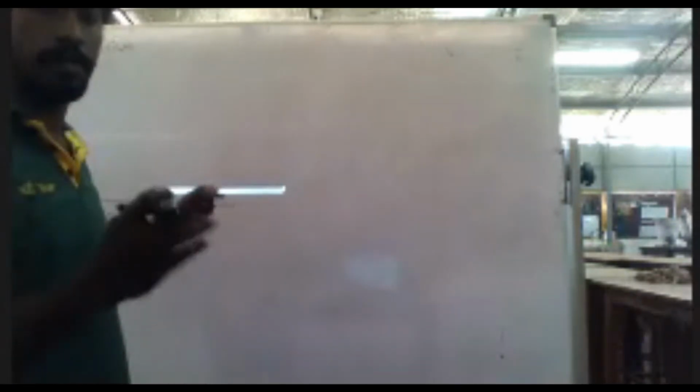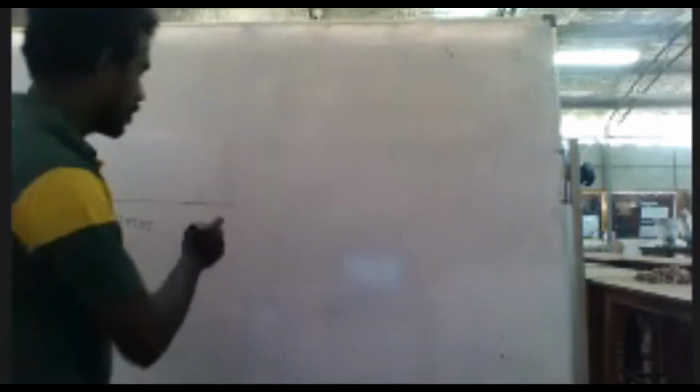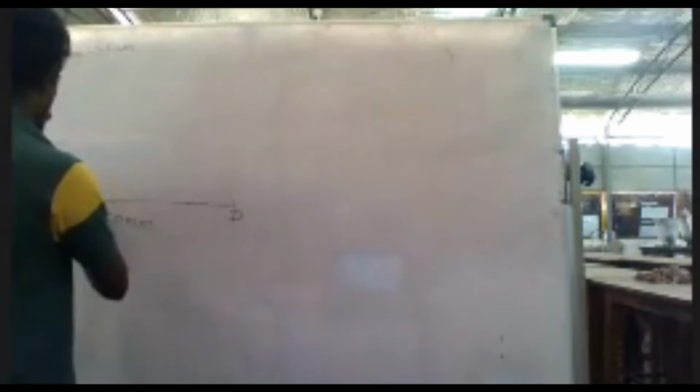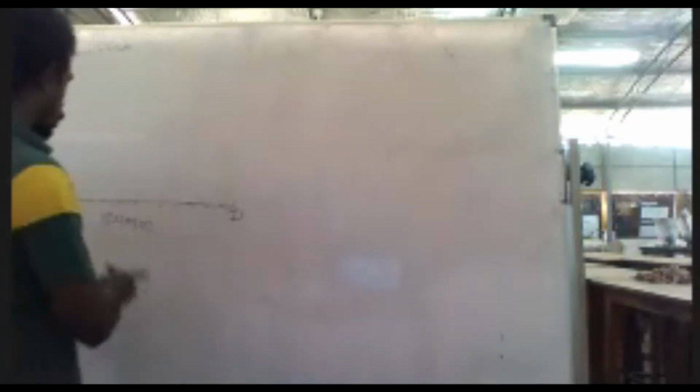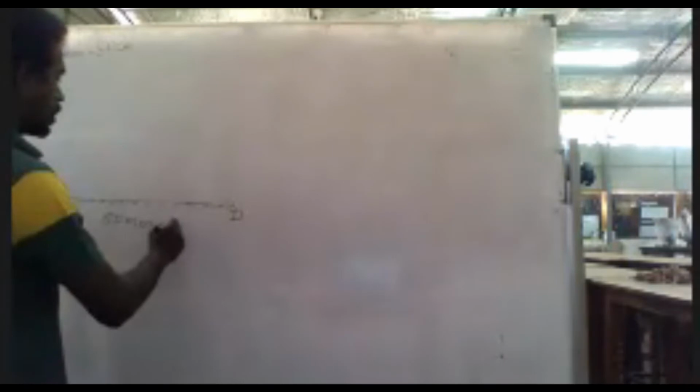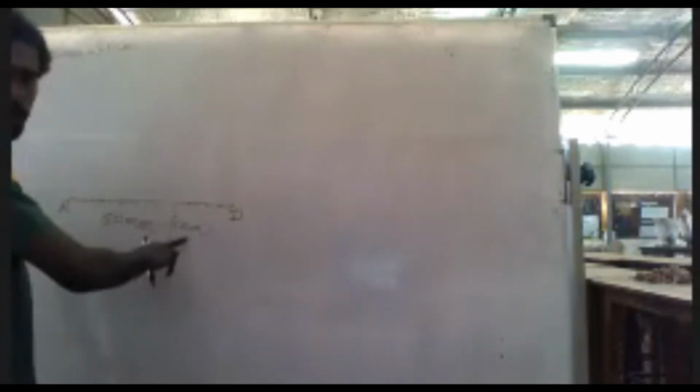Since my board is very big, I am going for a big picture. But when you are drawing in your papers and copies, you may have to go for a smaller scale factor. That's fine. So now this is AD. AD is 150 millimeter, so that is 50 centimeter according to my scale. You don't have to write this, but you need to write the scale factor. This is known as the scale factor.